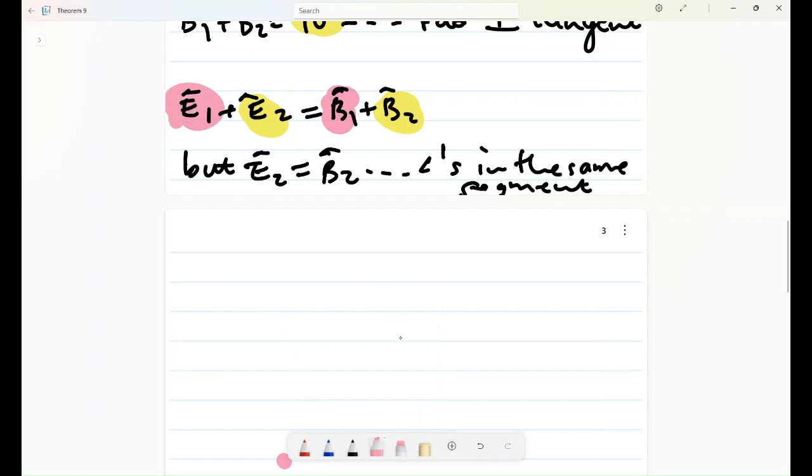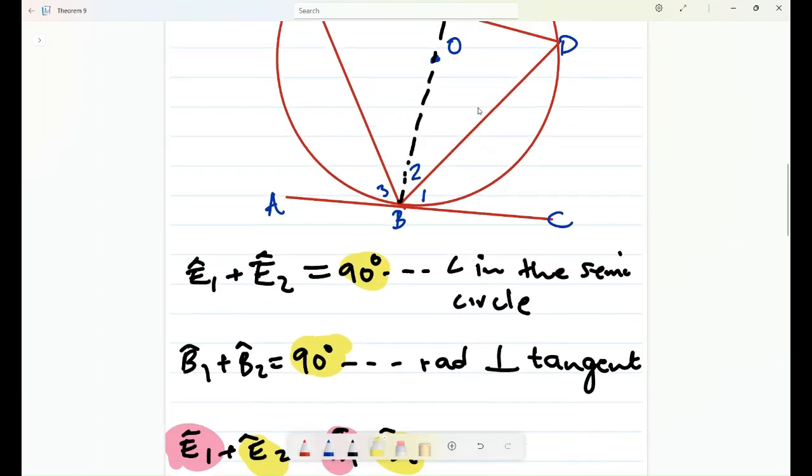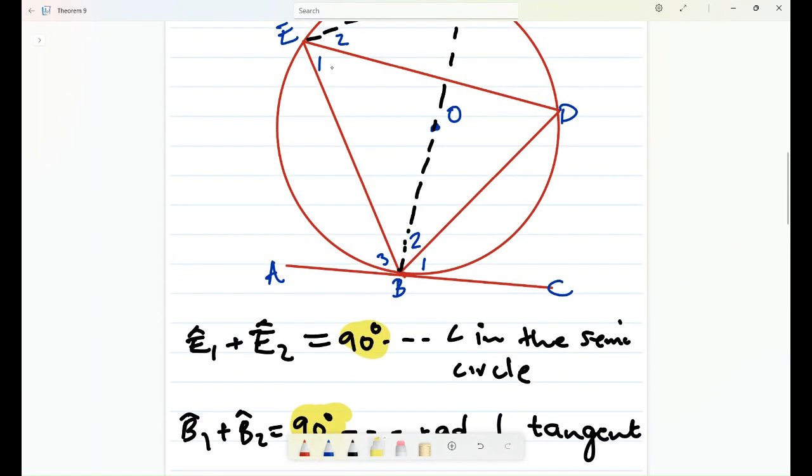If this is 40 and 40, this is going to be 50 and 50. So therefore, angle E1 is equal to angle B1. Are we done proving? Let's see. Therefore, angle E1 is equal to angle B1. Angle B1 is equal to angle E1.